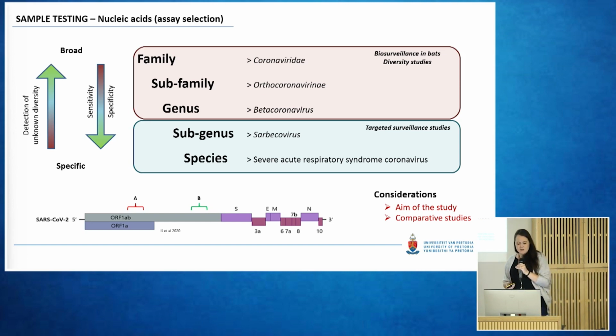targeting a specific virus. Just for instance, this is just a little diagram of the SARS-CoV-2 genome. Let's say everybody doing biosurveillance is targeting region A, and you target region B, then these are very short regions. There might not be full genomes available, so you won't be able to compare what you've detected to what other studies have detected.